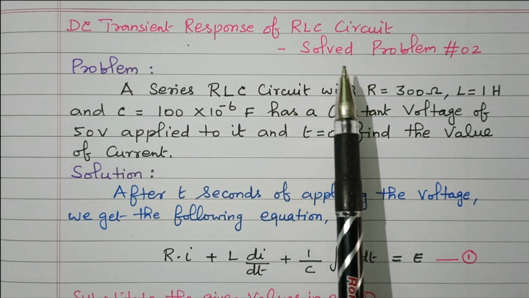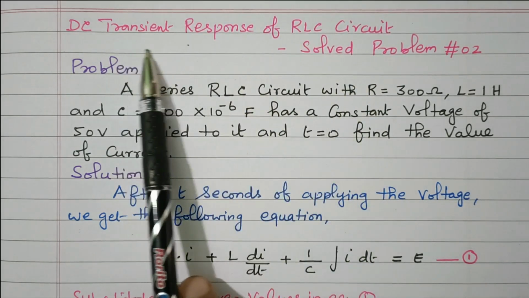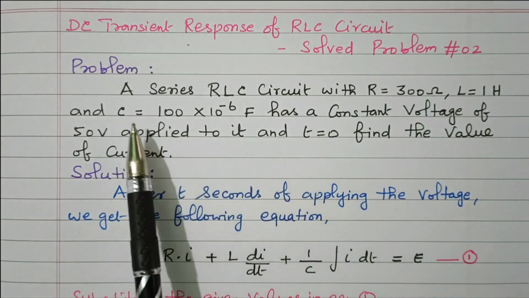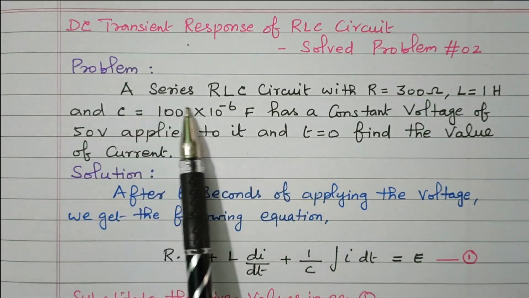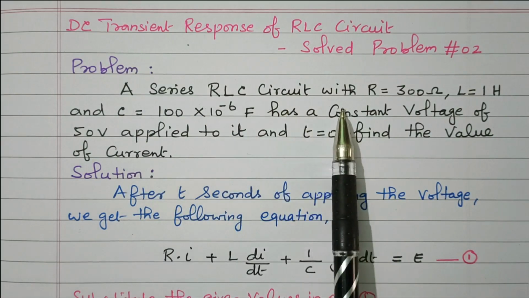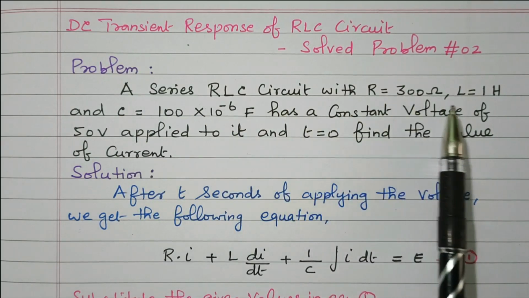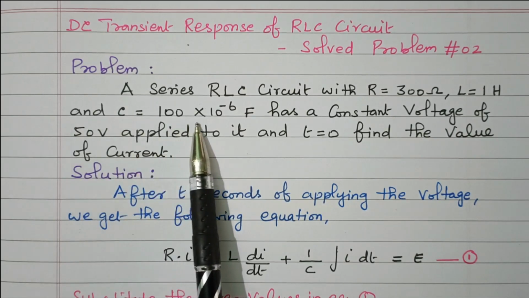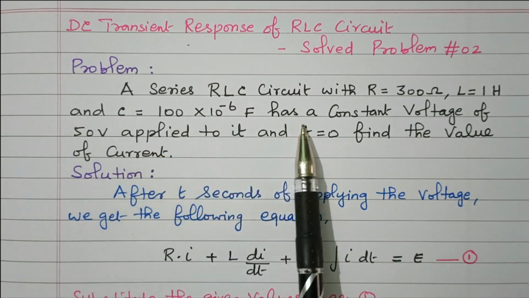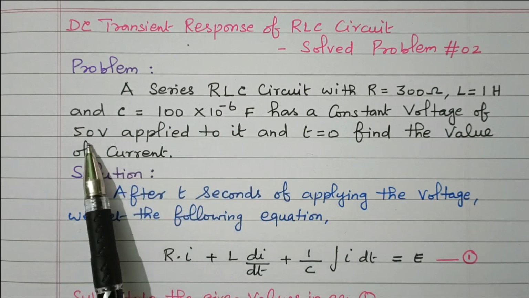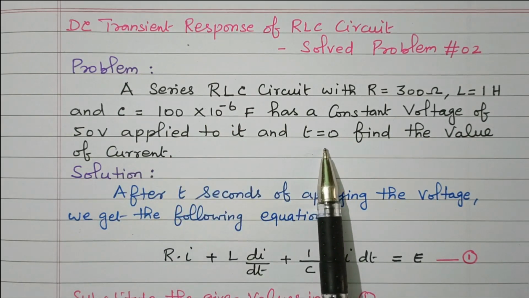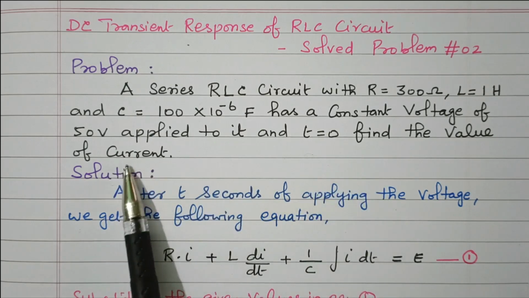Now we'll go to the problem. RLC circuit, DC transient response of RLC circuit, problem number 2. We'll see the statement of the problem. A series RLC circuit with R equal to 300 ohm, L equal to 1 Henry and C equal to 100 into 10 to the power minus 6 farad has a constant voltage of 50 volts applied to it at t equal to 0. Find the value of current.